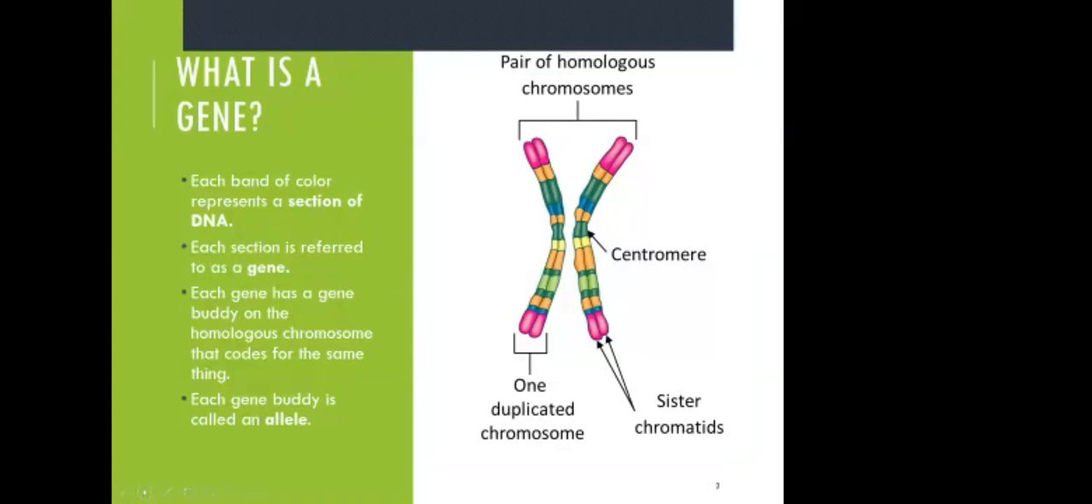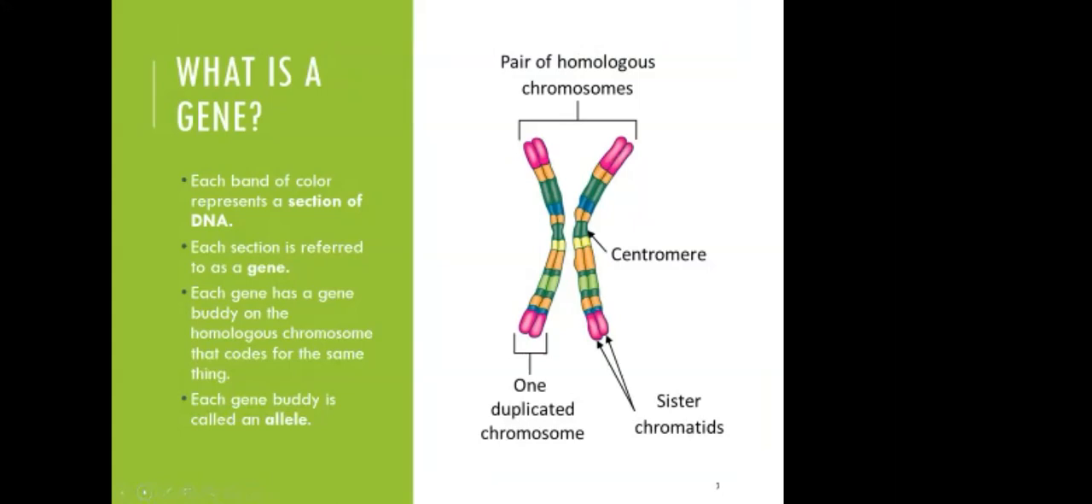Okay, so if we're going to say that there's no gene for race, we need to first know what a gene is. Here we have a pair of homologous chromosomes. One of these was inherited from your mom and one was inherited from your dad. In this illustration, they've sectioned out each of these into bands of color, and these bands of color are sections of DNA.